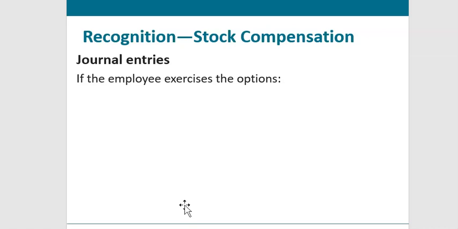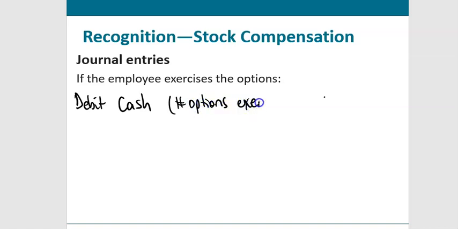If the employee exercises the option, what do we do? Here's our journal entry that we're going to use to record the exercise of the option. We're going to debit cash, because remember we said when the employee exercises the option, they're paying out cash. To whom? To the company that offered this option. So the company receives the cash at the amount equal to the number of options exercised times the exercise price per share.